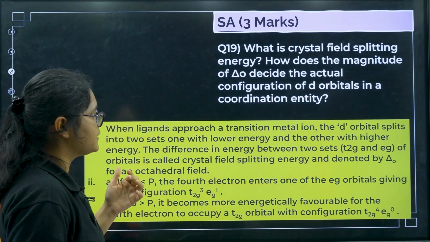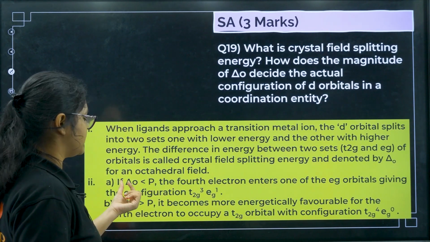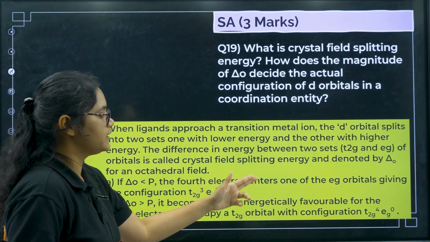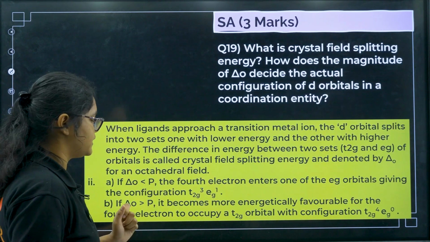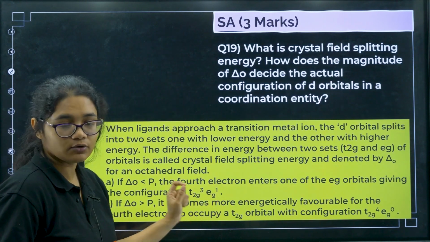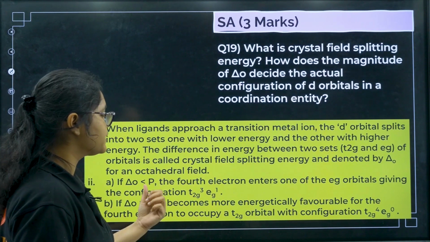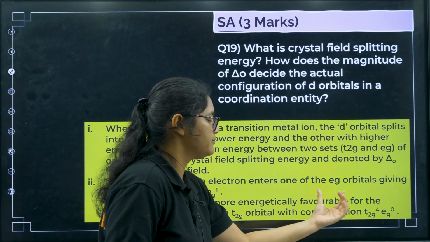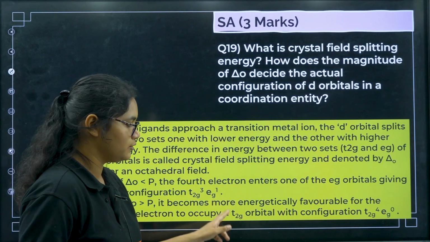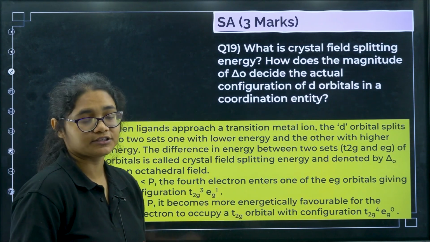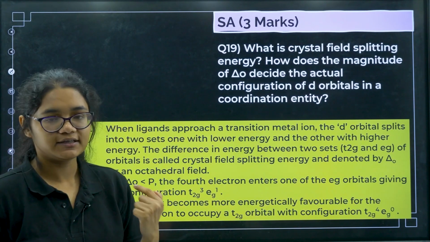Now how do we write the electronic configuration? If delta O is less than P, then the 4th electron enters the higher energy level, giving t2g3 eg1 configuration, and if delta O is greater than P, it becomes more energetically favored for the electrons to occupy the t2g orbitals, and we get the configuration t2g4 eg0.